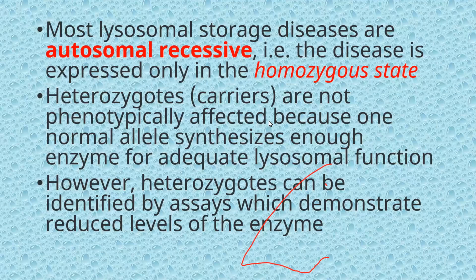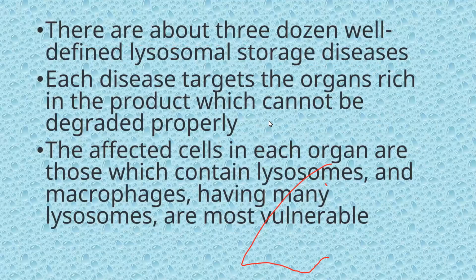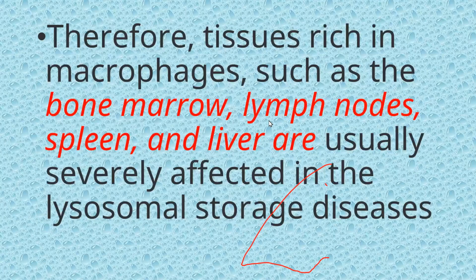There are about a dozen well-defined lysosomal storage diseases. Each disease targets the organs rich in the product which cannot be degraded properly. The affected cells in each organ are those which contain lysosomes, and macrophages having many lysosomes are most vulnerable. Therefore, tissues rich in macrophages, such as bone marrow, lymph nodes, spleen, and liver, are usually severely affected in the lysosomal storage diseases.